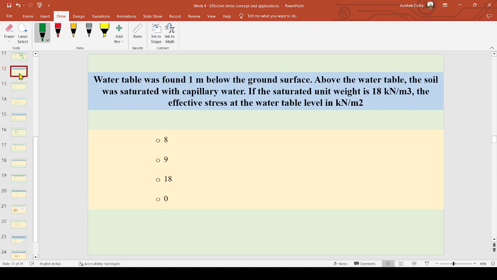Okay. So the question is, water table was found 1 meter below the ground surface. Above the water table, soil was saturated with capillary water. Now, this is the ground surface. This is 1 meter below the ground surface. This is the water table, saturated with capillary water over here. Now, saturated unit weight is 18. Gamma sat is 18.